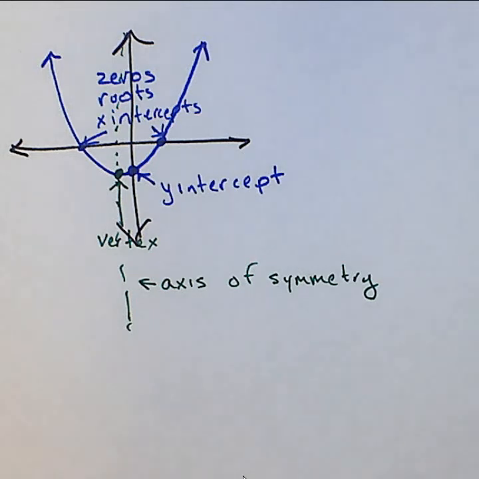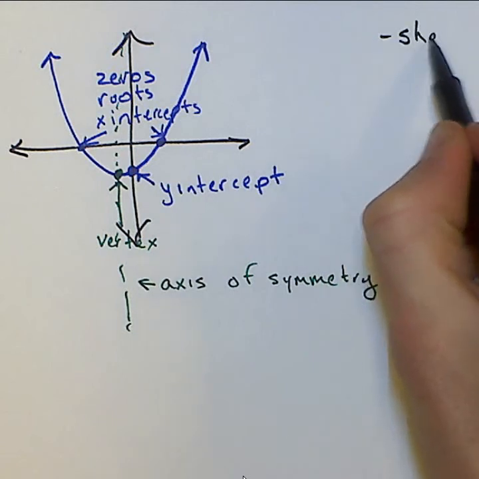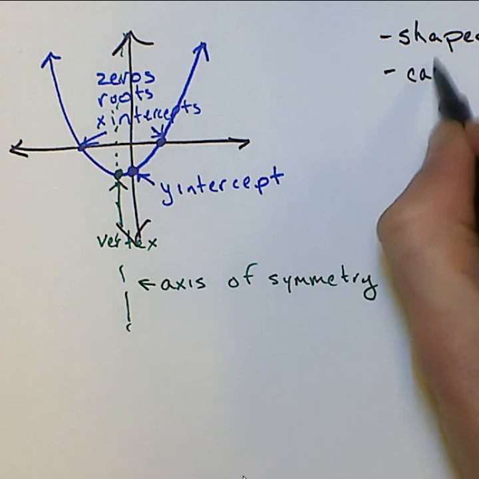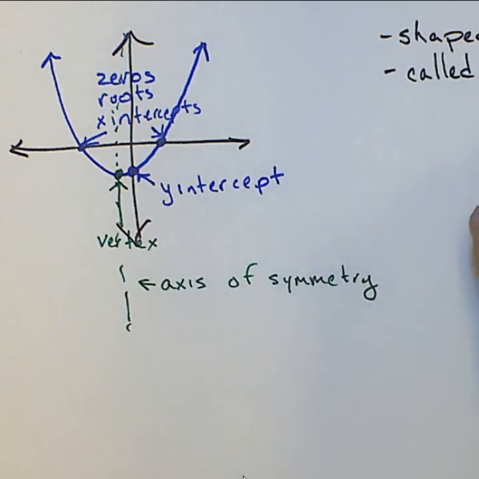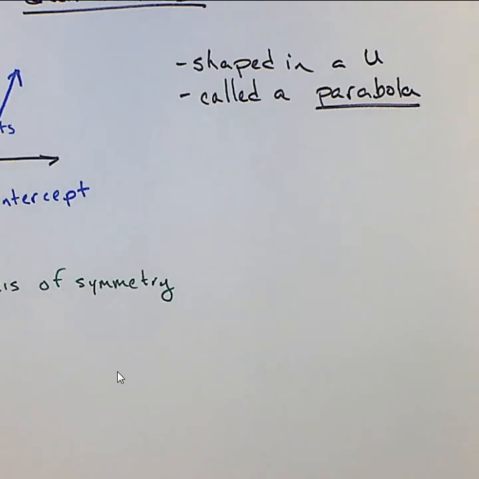Now, some things that are different with a quadratic than a linear is that it is shaped differently. It's shaped in a U. And we call that a parabola. That is the actual term for the shape of a quadratic, a parabola. Okay? I'll zoom back out here in a second. So it's called a parabola. I'm going to see if I can get the graph in there.